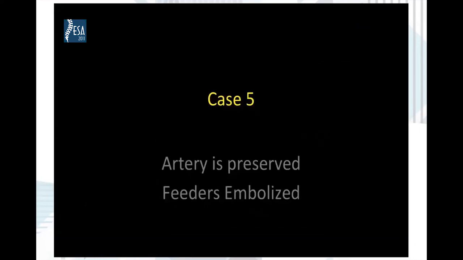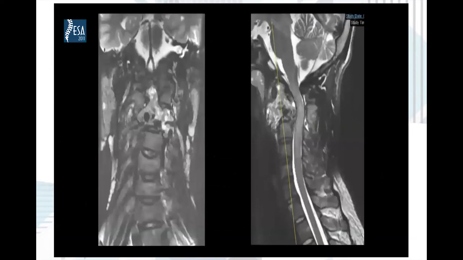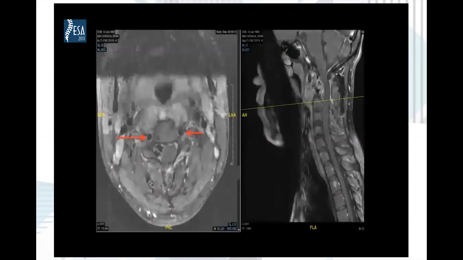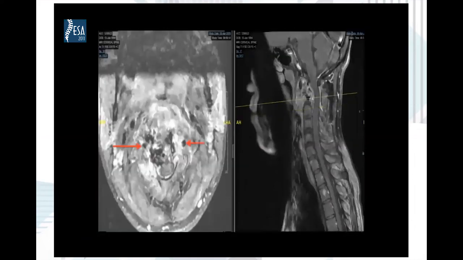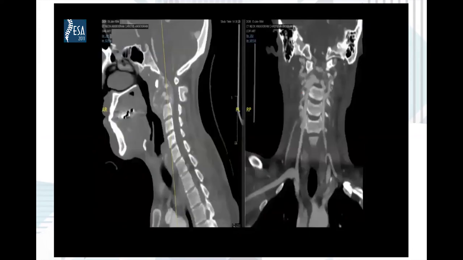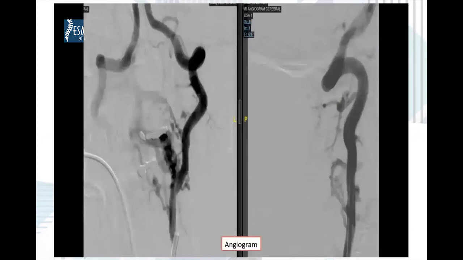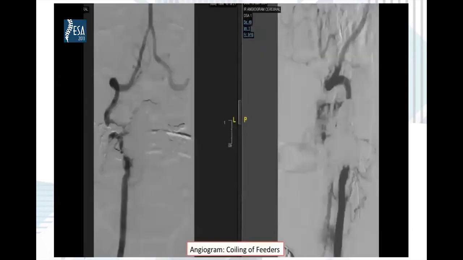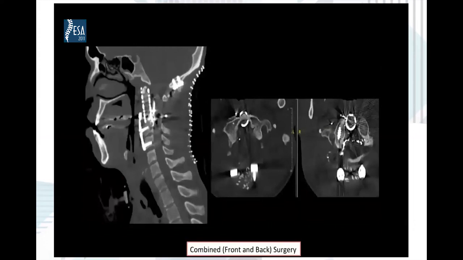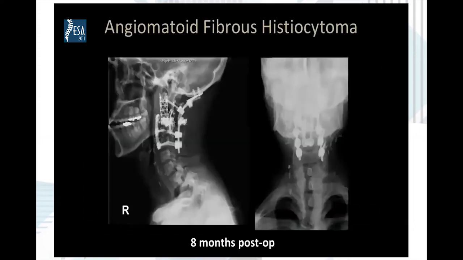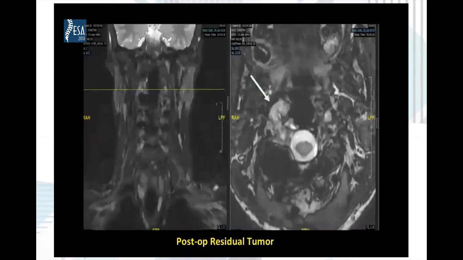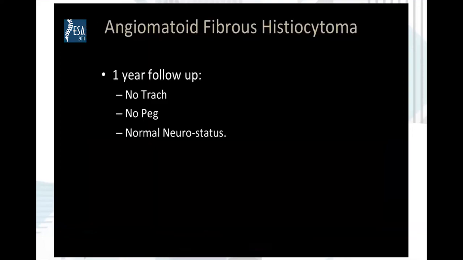Case 5, the artery was preserved and the feeders were embolized. This is a large vascular tumor involving C2, where the neuroradiologist was capable of embolizing the arteries, the feeders of the tumor, while preserving the artery itself. And we went anterior and posterior to resect the tumor. This was reported as a vascular angiomatoid fibrous histiocytoma. The patient had a normal neurologic exam post-operatively, with a tiny residual.